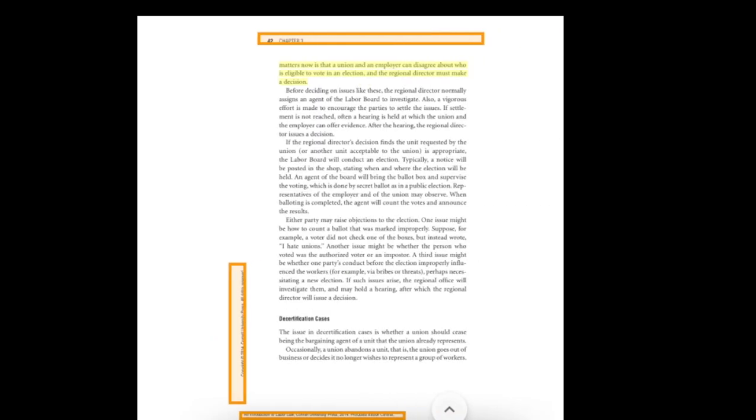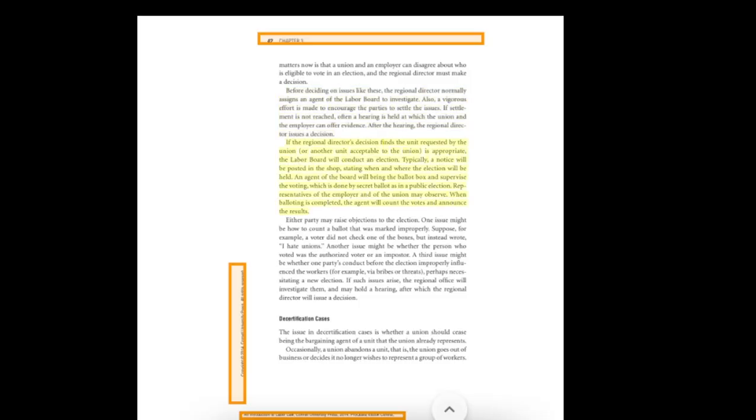What matters now is that a union and an employer can disagree about who is eligible to vote in an election, and the regional director must make a decision. Before deciding on issues like these, the regional director normally assigns an agent of the labor board to investigate. Also, a vigorous effort is made to encourage the parties to settle the issues. If settlement is not reached, often a hearing is held at which the union and the employer can offer evidence. After the hearing, the regional director issues a decision.